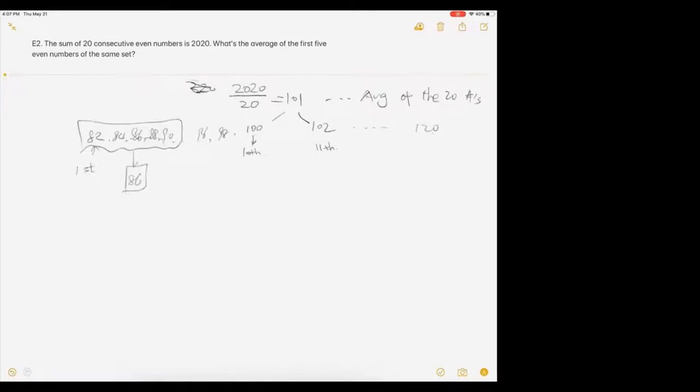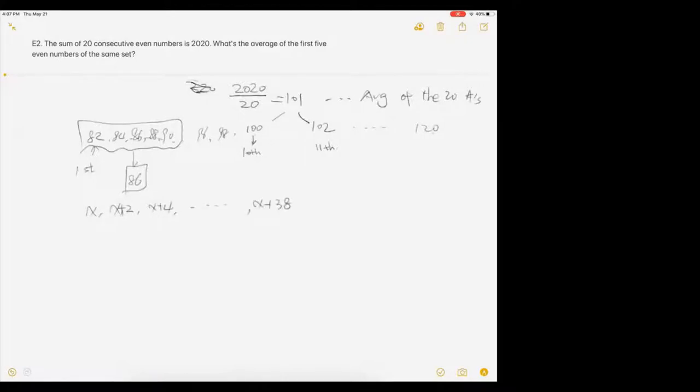Is there an easier solution? Any other solutions? Who's that? Raghav. Okay, Raghav, go ahead. So what you can do is write an equation, x plus x plus 2 all the way up to x plus 38. So this is an algebra approach, okay?